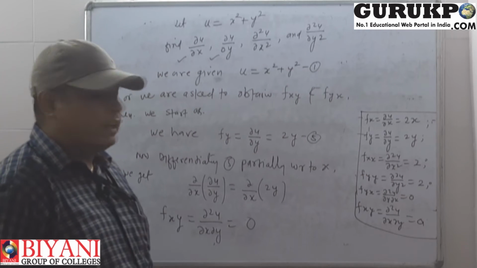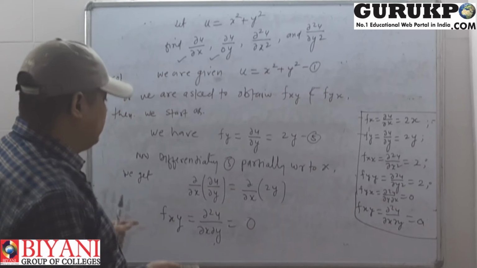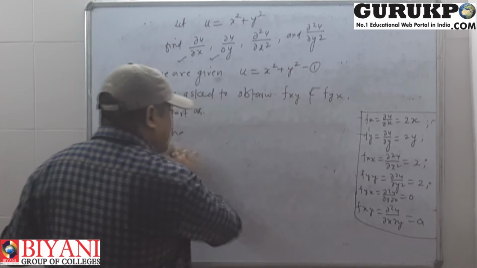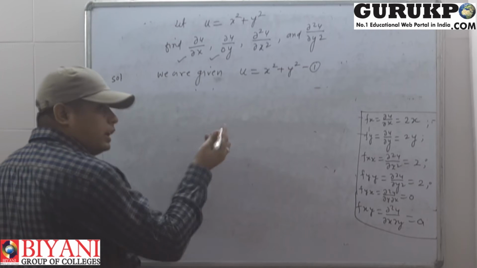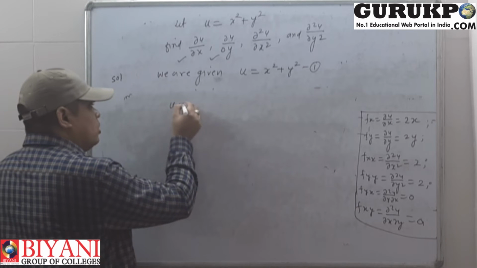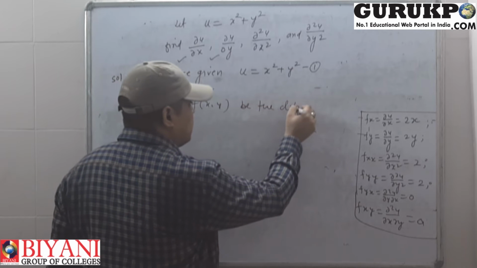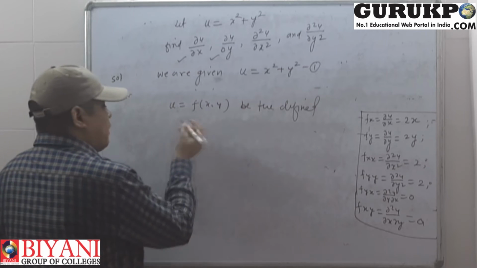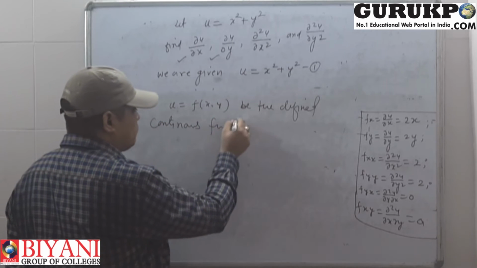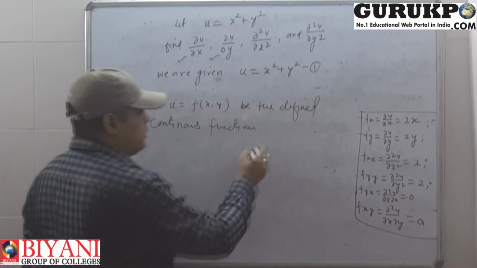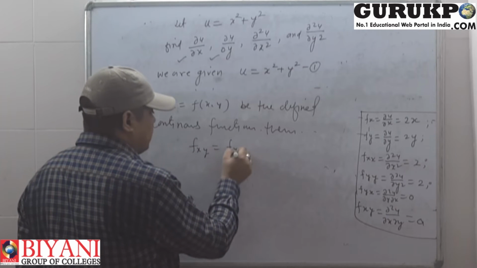Thus all the possible derivatives of the given function have been obtained by taking the suitable example u is equal to x square plus y square. Here what we have observed, we already stated that when u is a function of x and y, defined and continuous, then f of xy is equal to f of yx.